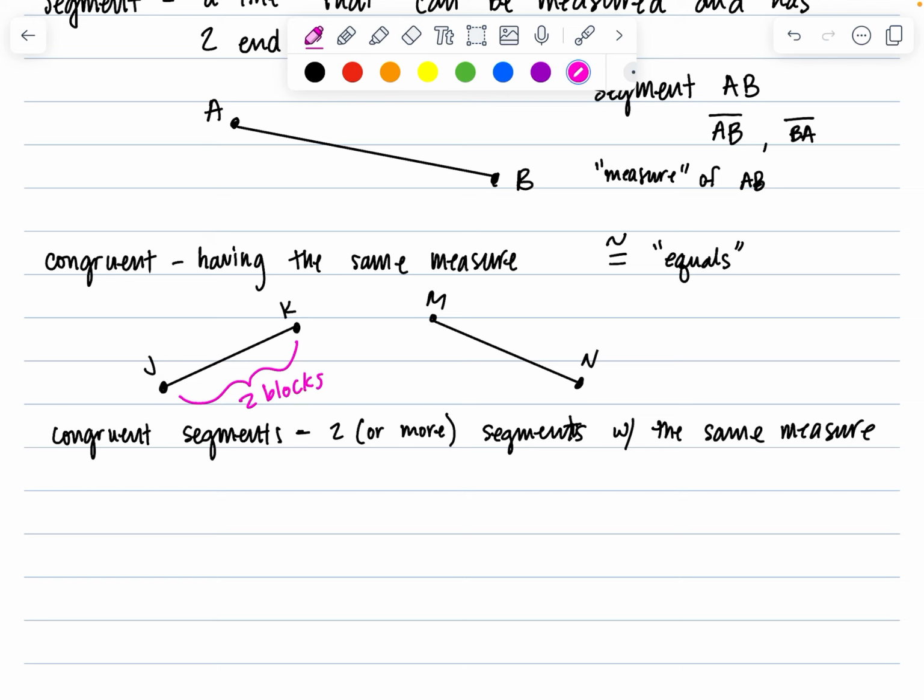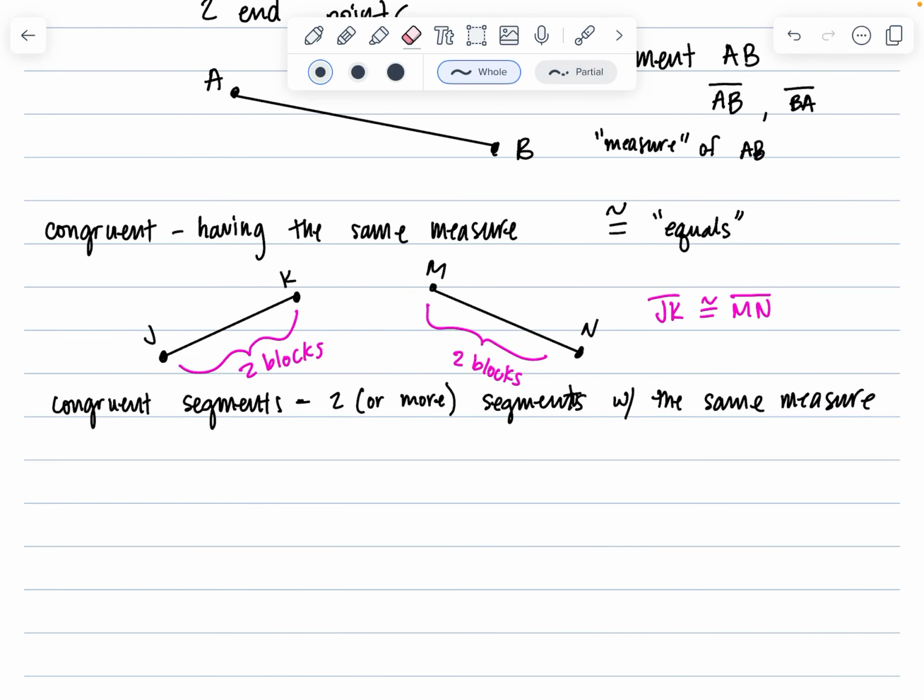And I said JK is congruent to MN, so you could see the notation for it. Then we could say that this measure is also 2 blocks. Now, it's optional to write this down. It's actually kind of useful though. The important thing that I do want you to write down is this. I'm going to erase this really quickly.